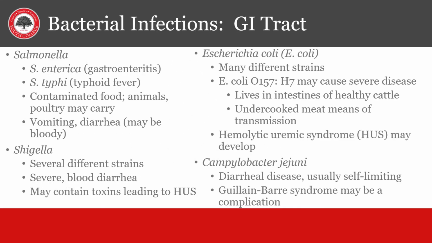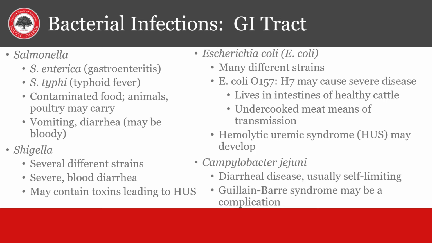GI bacterial infections can have many complications. We hear about outbreaks of these bugs every day in the news with contaminated food. Hemolytic uremic syndrome can come about from Shigella or E. coli infections, particularly the E. coli O157:H7. To remember this one, think of the H meaning hamburger, as most of the time this comes from undercooked ground beef at cookouts and young kids.